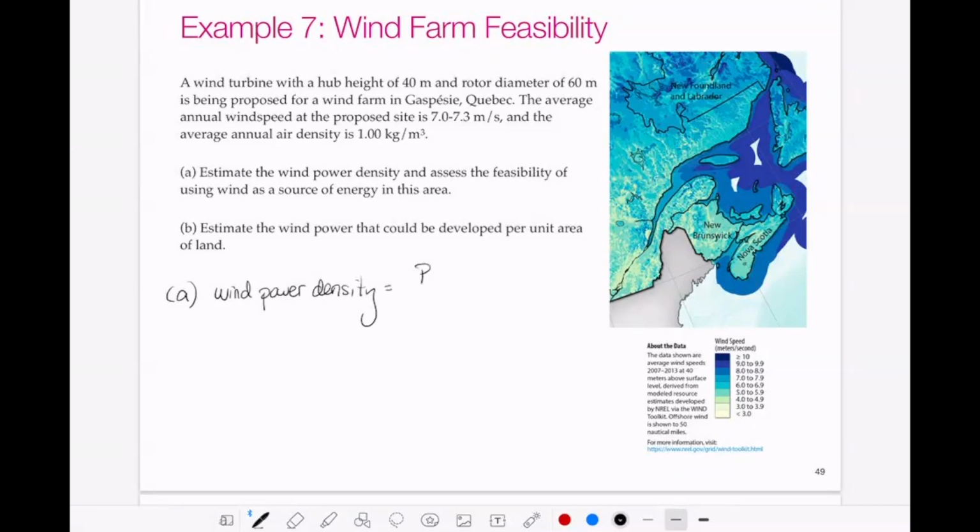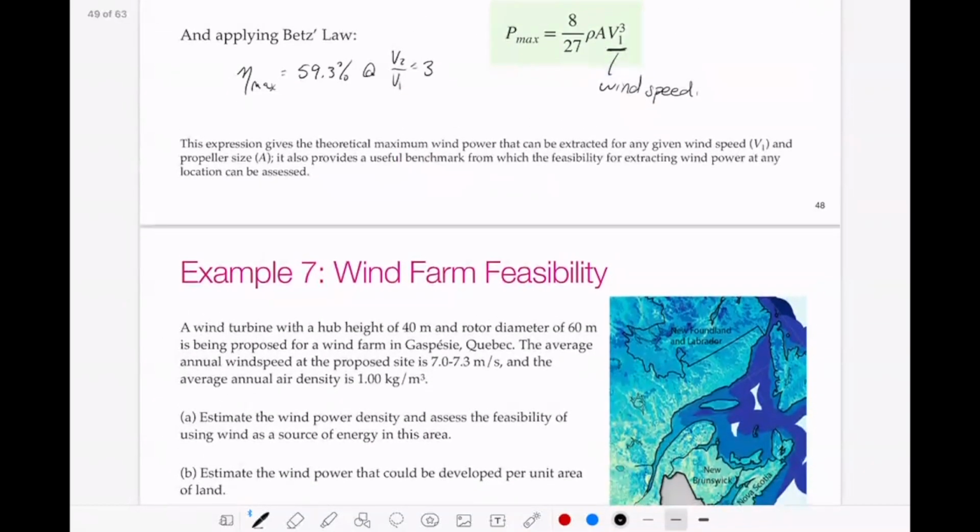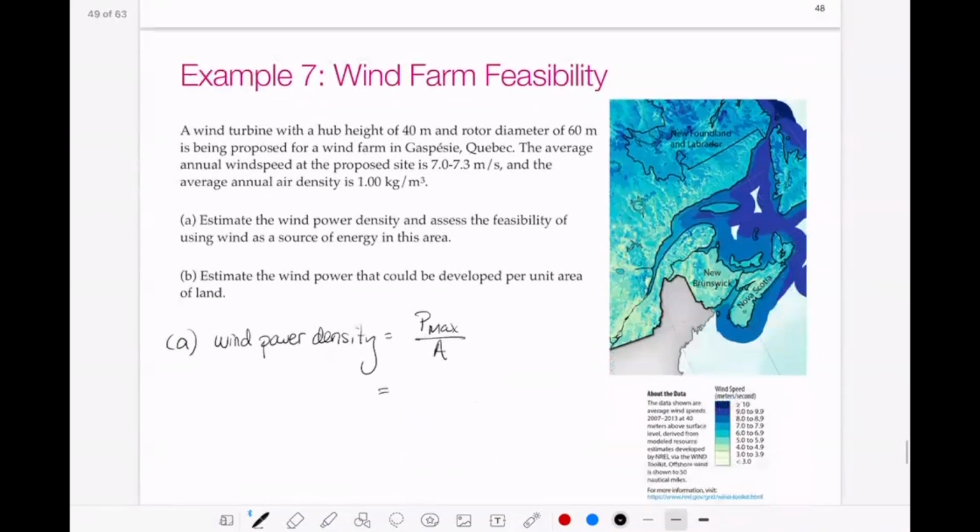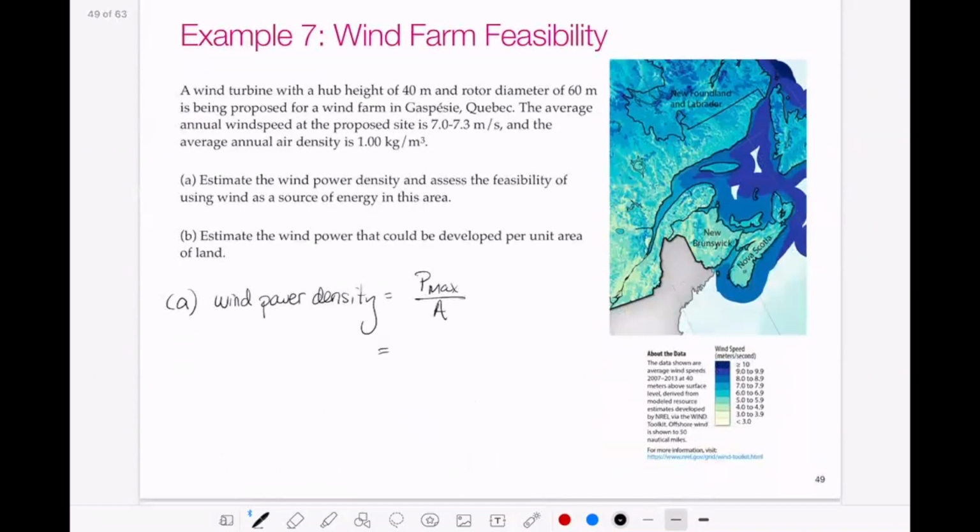is equal to our max power available divided by the area. So if we substitute in our equation, our max power is 8 over 27 times rho times the area times V1 cubed. We end up with the areas canceling out, and all we have is 8 over 27 times the density of air times the velocity cubed, or the wind speed cubed.